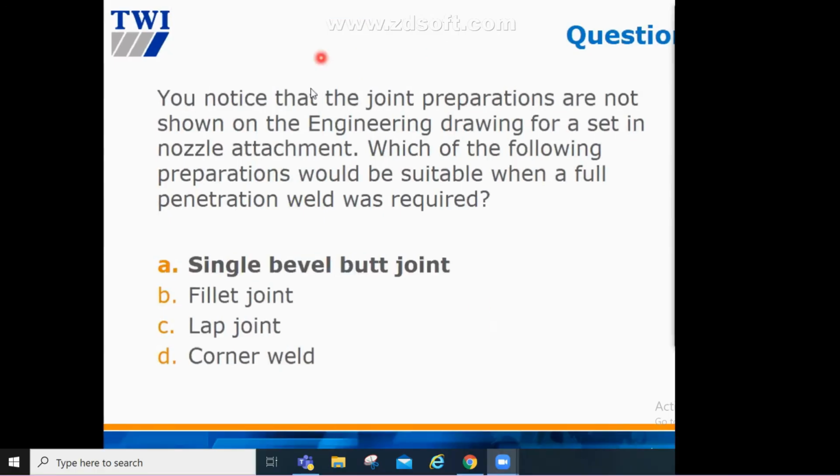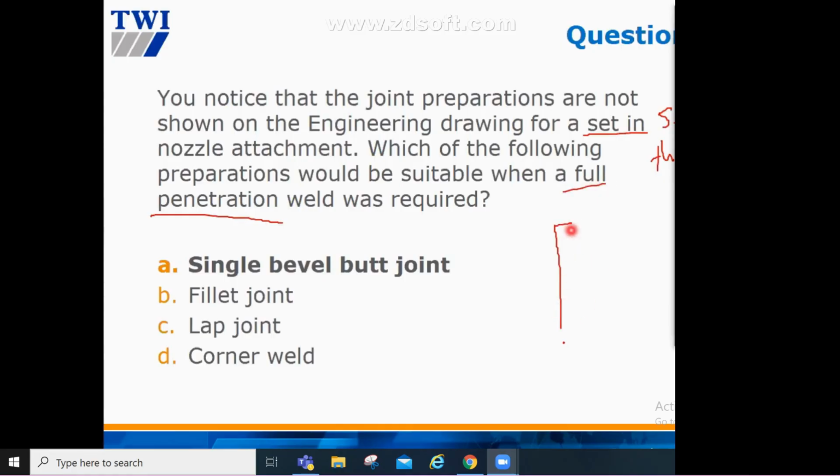You notice the joint preparations are not shown on engineering drawing for set in. Set in, or another name is set through. Yeah, set in, set through. Which of the preparation would be suitable for full penetration? So the answer is about full penetration. So that is set through.